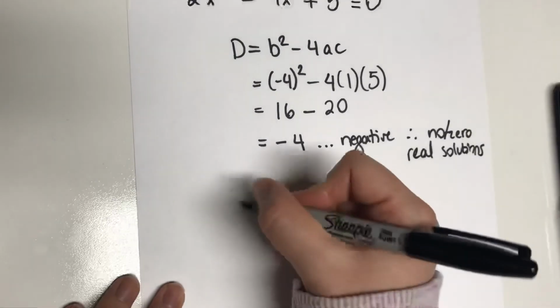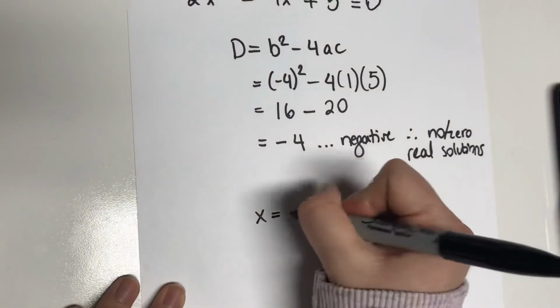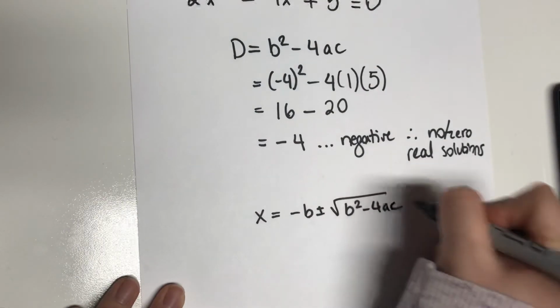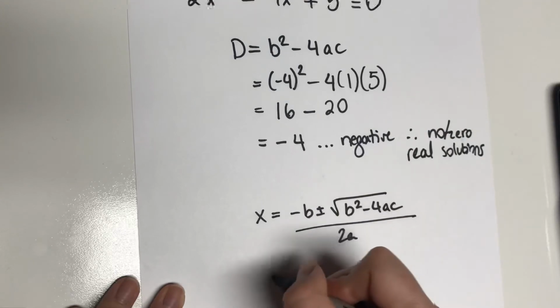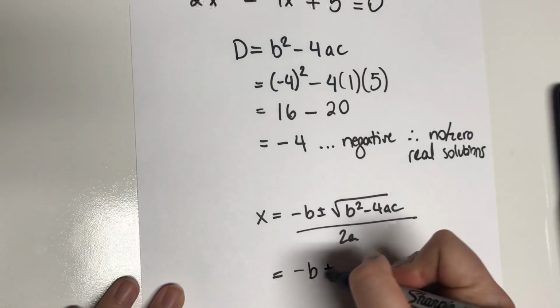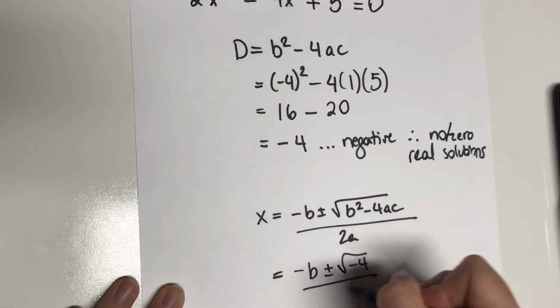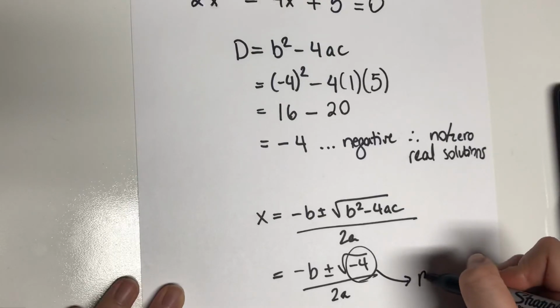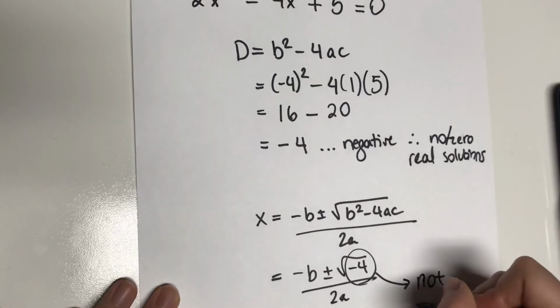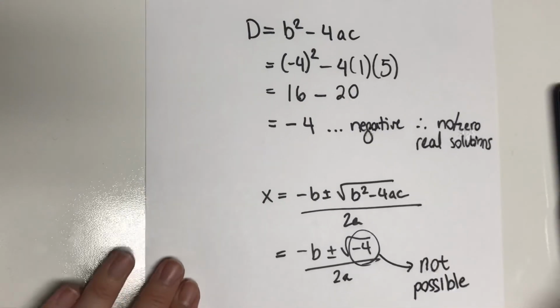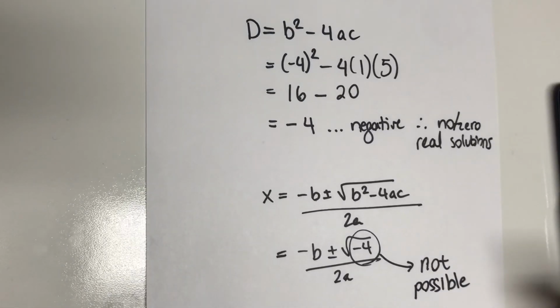And the reason for that is if I have this in my quadratic formula, if I have a negative number in here, like -4, well, this is not possible. We can't take the square root of a negative number. So that means I couldn't have calculated any roots because taking the square root of a negative number is not possible.